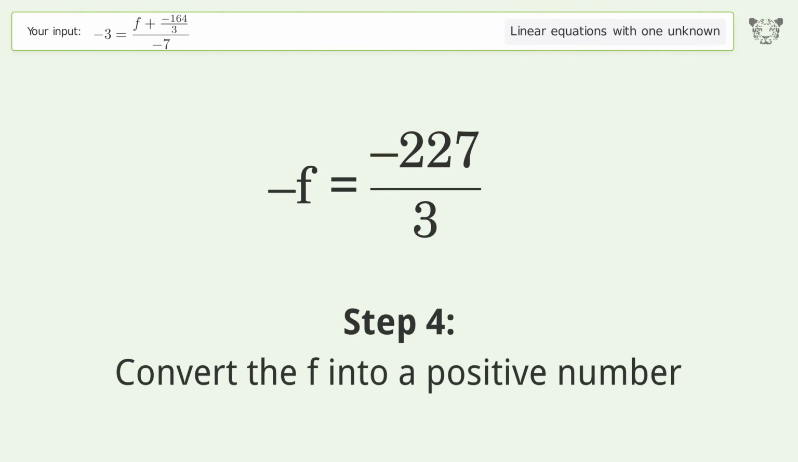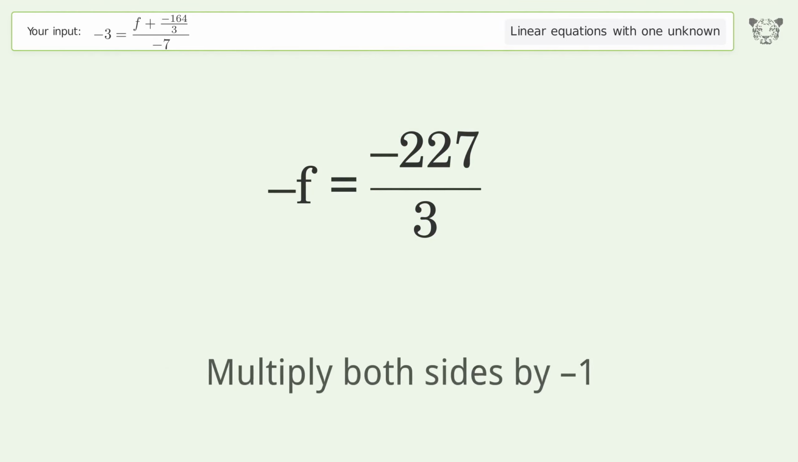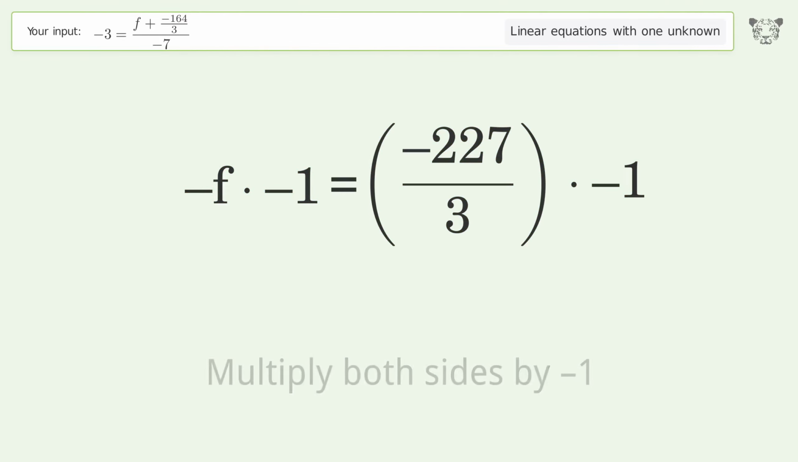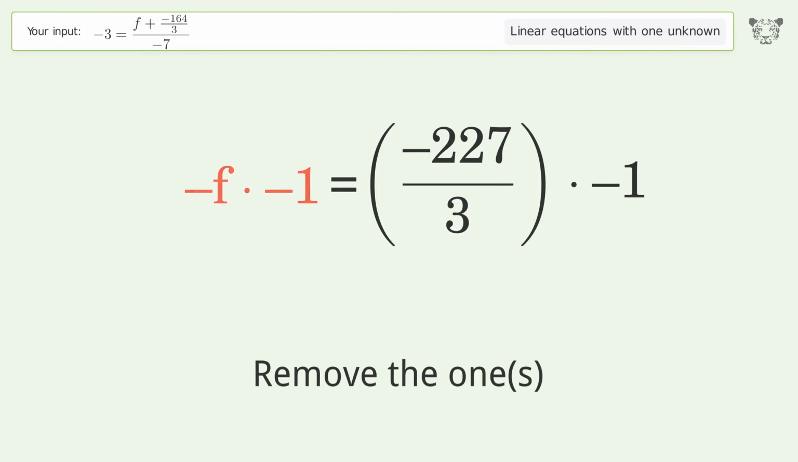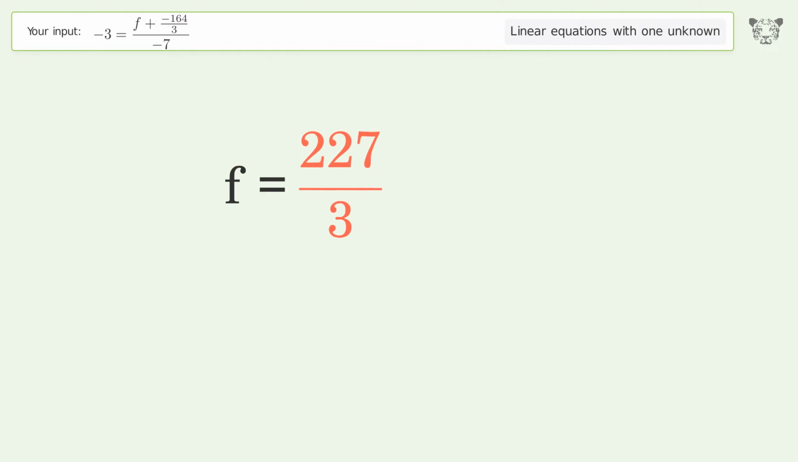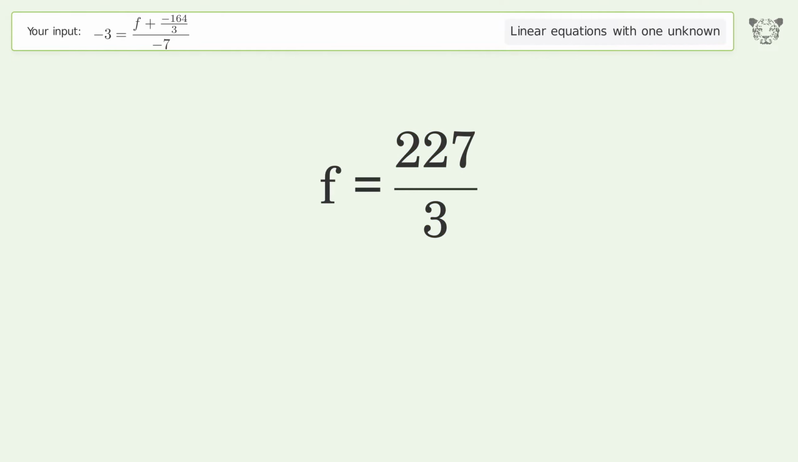Convert the f into a positive number. Multiply both sides by -1. Remove the ones. And so the final result is f equals 227/3.